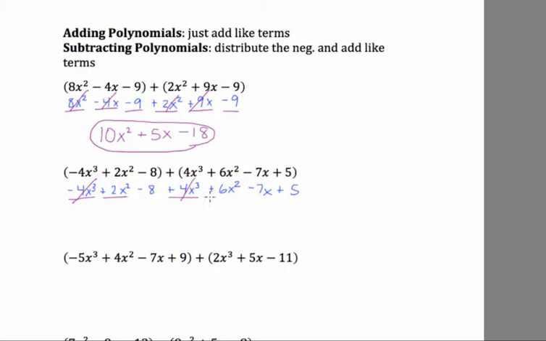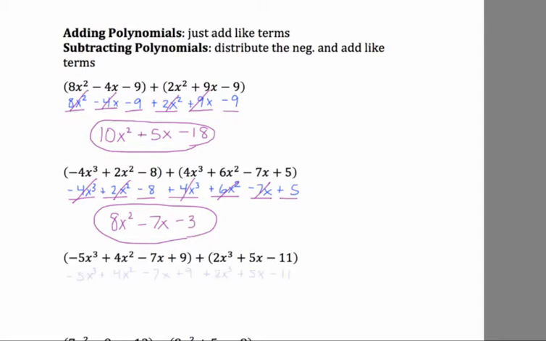Positive 2x squared, positive 6x squared adds up to be positive 8x squared. And this is the only plain old x term. We have two constant terms that can be combined. There's our answer.